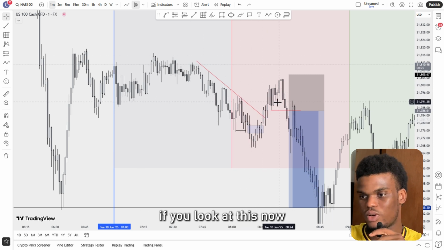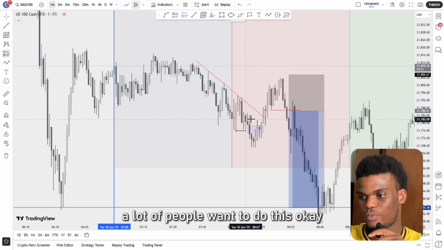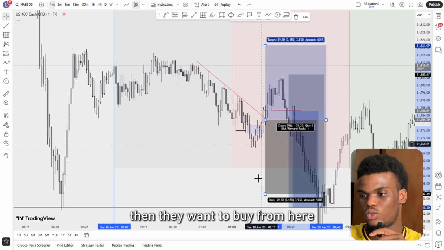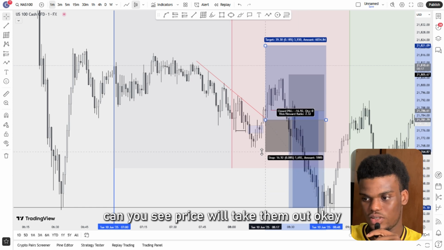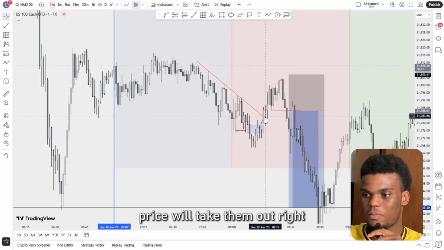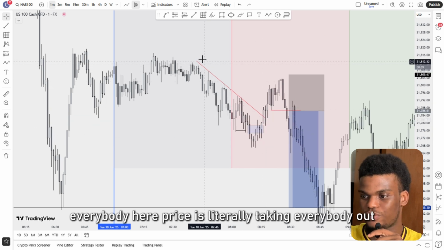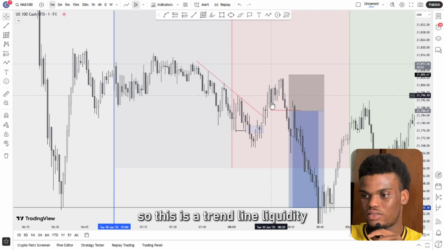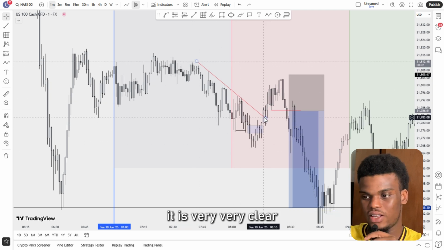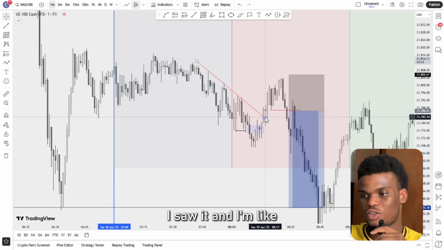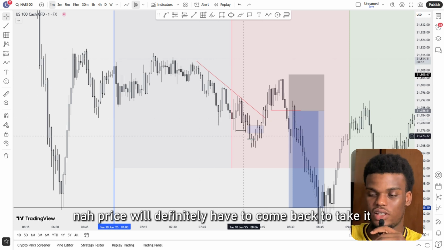Because a lot of people, if you look at this, a lot of people want to do this. Okay, break out of here, then they'll want to buy from here. Can you see? Price will take them out. People that want to sell from here, price will take them out, right? Everybody here, price is literally taking everybody out. So this is trendline liquidity. It is very, very clear. It is one of the basic concepts of liquidity. So I saw it and I'm like, nah, price will definitely have to come back to take it.